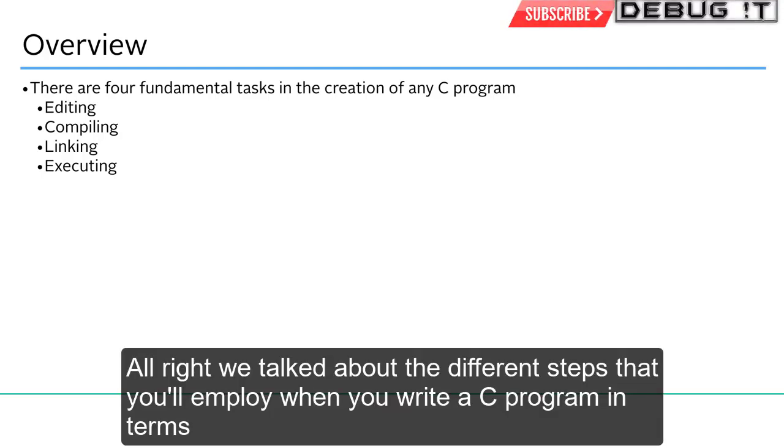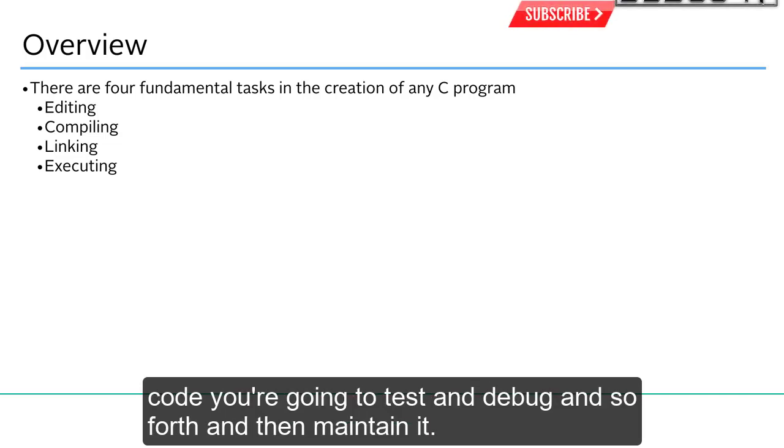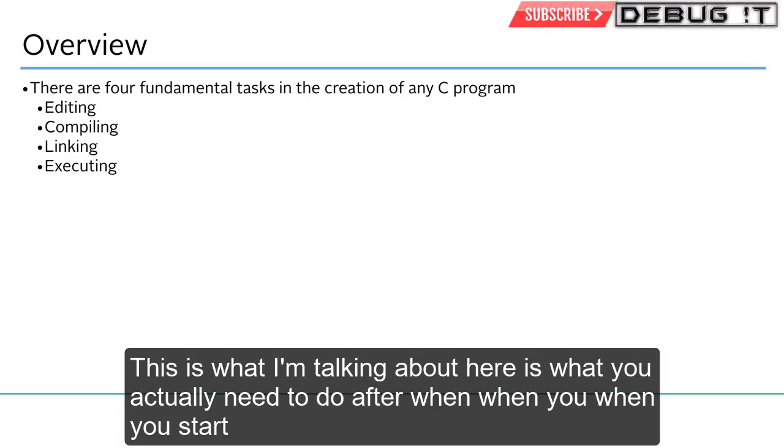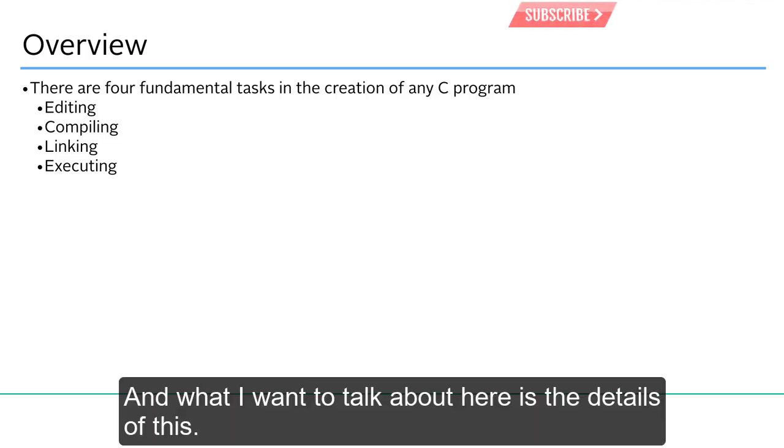All right, we talked about the different steps that you'll employ when you write a C program: you're going to understand requirements, design your code, write your code, test and debug it, and then maintain it. What I'm talking about here is what you actually need to do when you start to write a program. We talked about editing and compiling, but linking and executing are also important, and what I want to talk about here is the details of this.